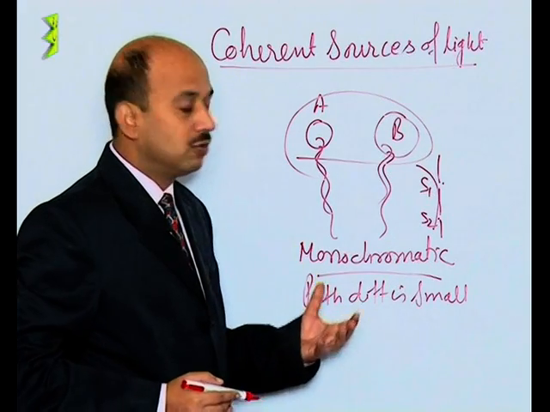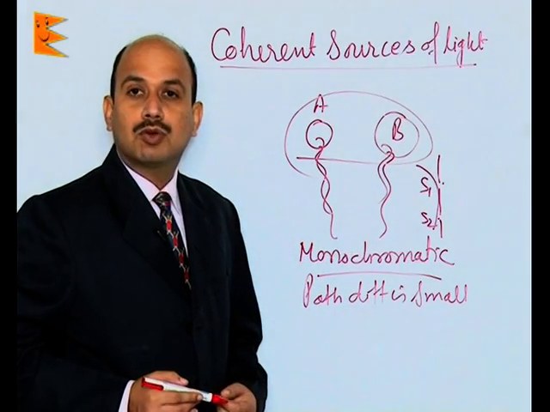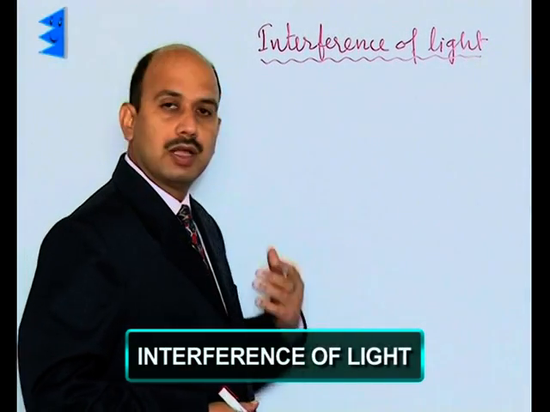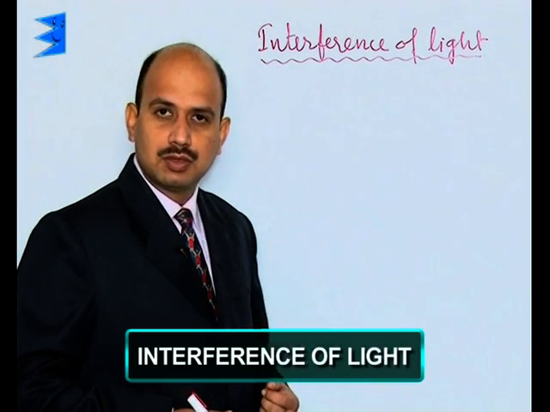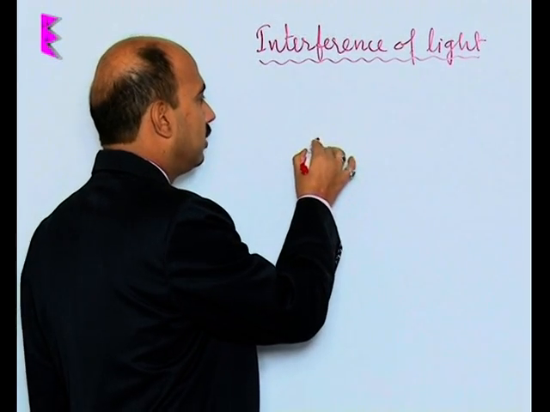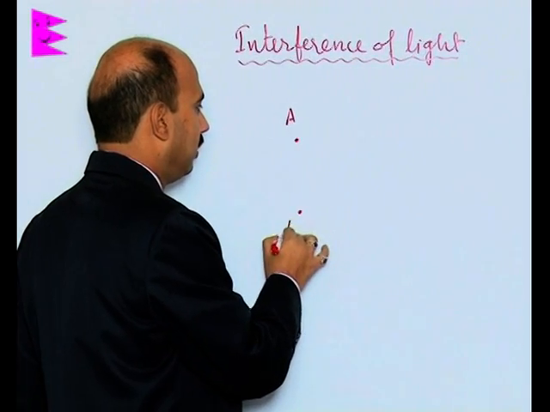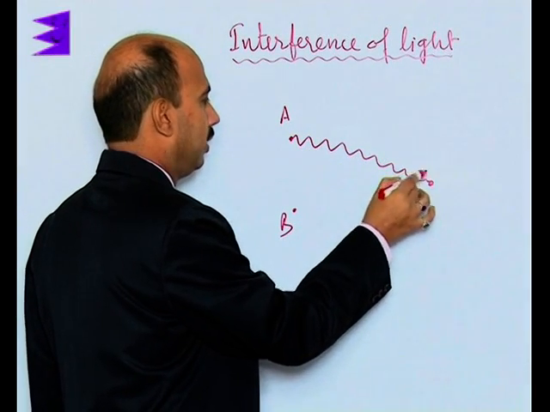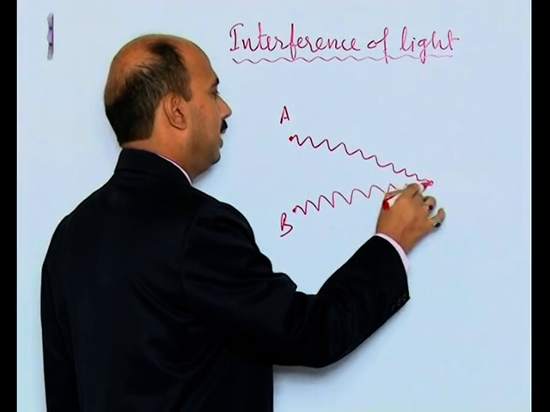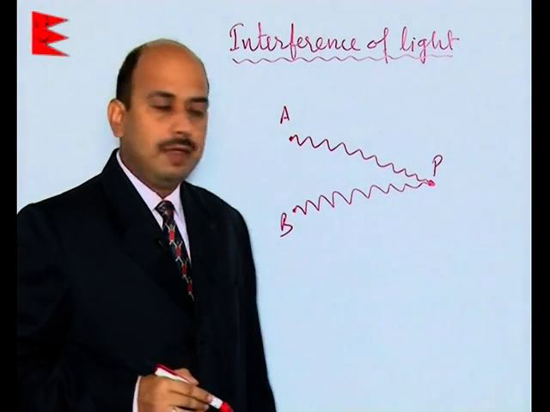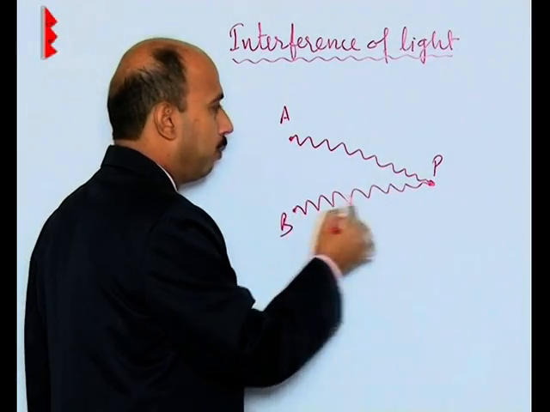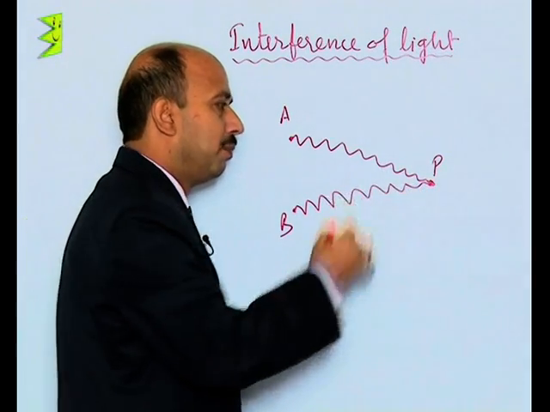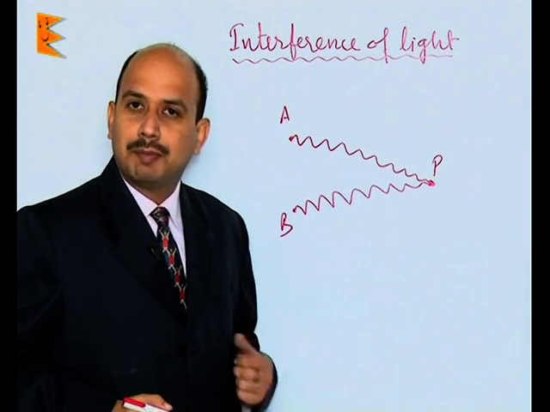Now after coherent sources of light, we have to do the phenomenon called interference of light. So we have done coherent sources of light. Now see here, if you have this point A and this point B, the waves are coming from point A and from point B and meeting at the point P, where the superposition of the two waves takes place.